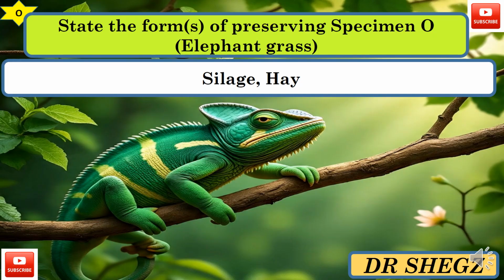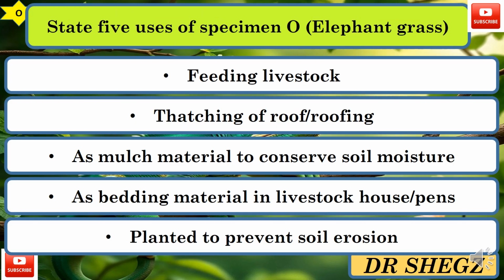State the form of preserving specimen O. Silage and hay. Uses of elephant grass. You have feeding livestock, thatching of roof, as mulch material to conserve soil moisture, as bedding material in livestock house or pens, and of course planted to prevent erosion.